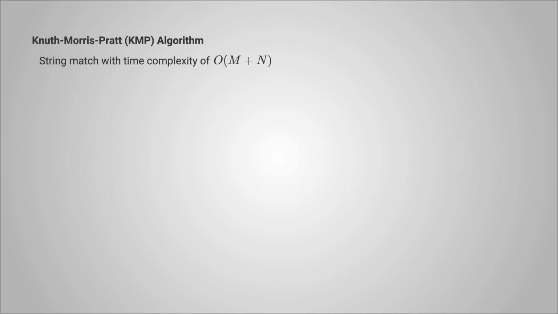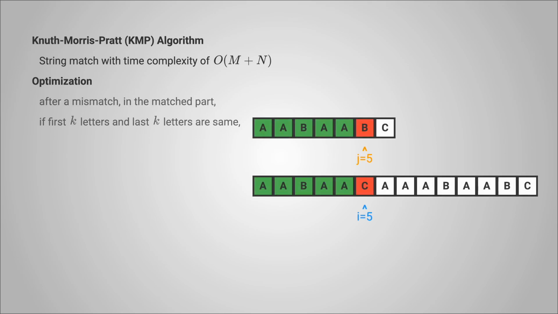Knuth-Morris-Pratt algorithm, however, can do string matching with time complexity of O(m plus n). The optimization comes from an important observation. When we encounter a mismatch, instead of starting over, we can use the information from the matched part before this mismatch. If the first k letters are the same as the last k letters, we can skip ahead. This means for the next match, we align the pattern with the second occurrence of these k letters.